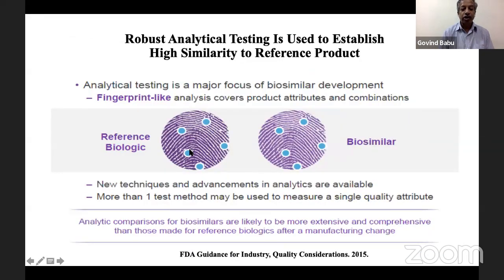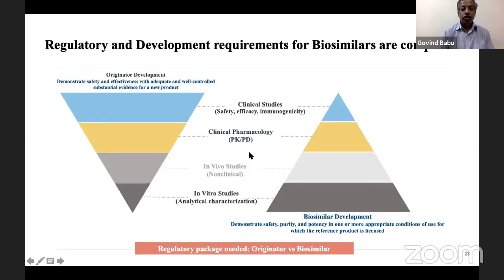This is the reference biologic. The biosimilar must have a very, very similar fingerprinting as shown here. So this is the difference between the development of a biosimilar and an innovator brand. So here, for the originator brand, you see that they need to look at a large proportion of clinical studies. And of course, they start here, but to develop the complete data, they need to have a very huge amount of clinical data looking at immunogenicity.